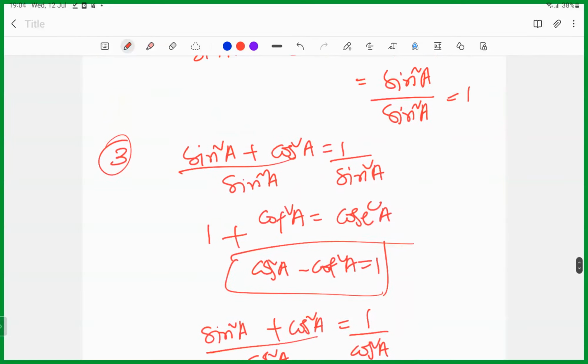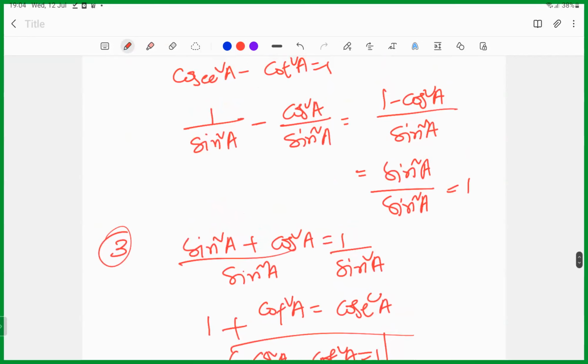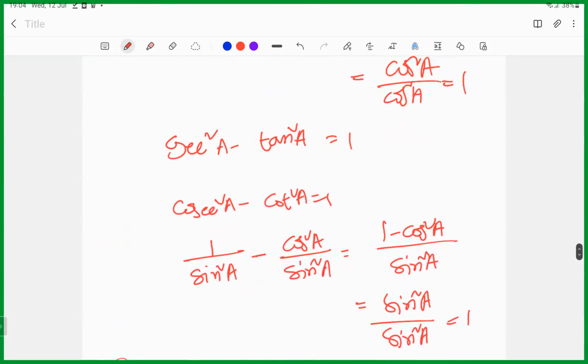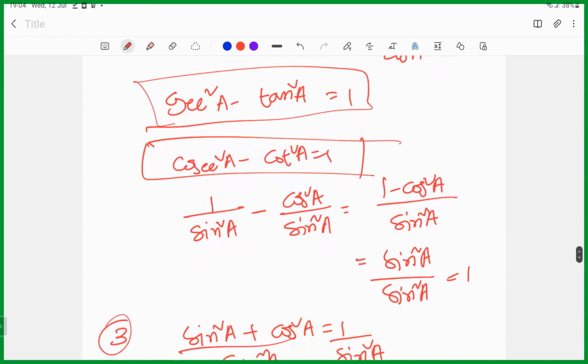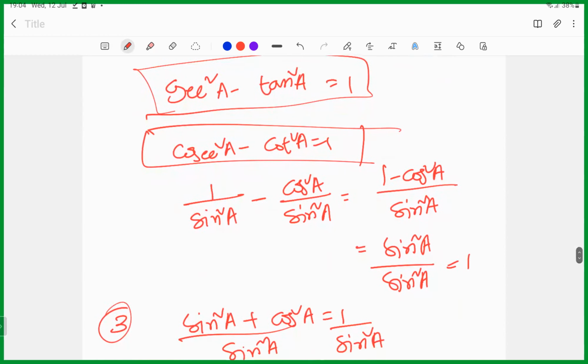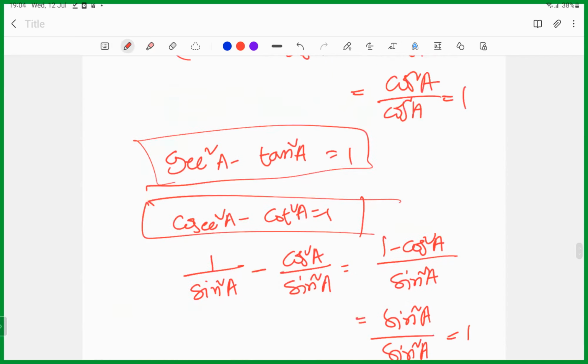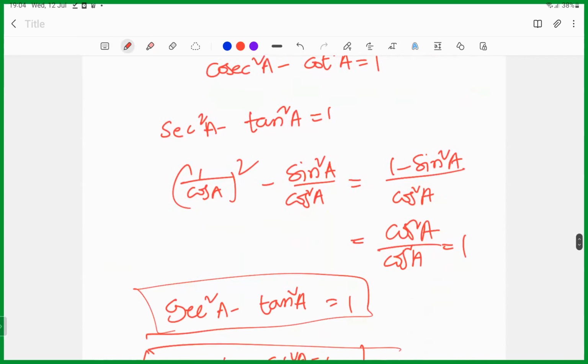So we have already proved that sin square A plus cos square A equal to 1. Right? So also there are secant square A minus tan square A equal to 1, and cosecant square A minus cot square A equal to 1. Now we want to prove that these are equal to 1. So what is secant square A? 1 by cos A. 1 by cos A whole square will be 1 by cos square A.